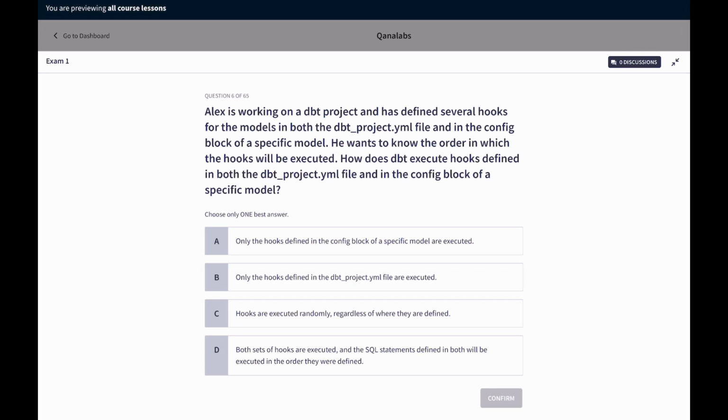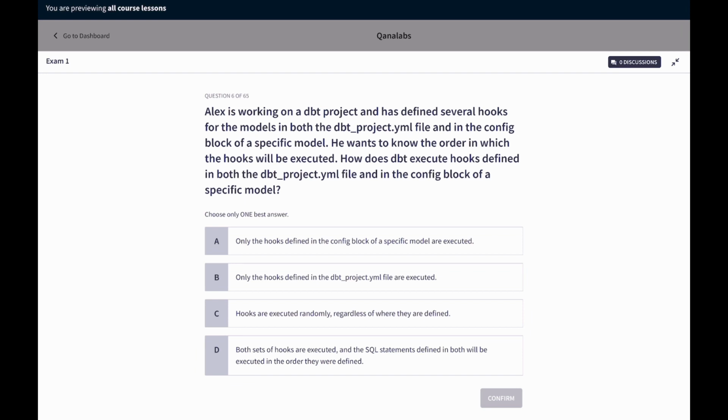Option A, only the hooks defined in the config block of a specific model are executed. Option B, only the hooks defined in the DBT project.yaml file are executed. Option C, hooks are executed randomly regardless of where they are defined. Option D, both sets of hooks are executed and the SQL statements defined in both will be executed in the order they were defined. So this question tests your understanding of DBT hooks and how DBT executes hooks defined in different locations within a DBT project.